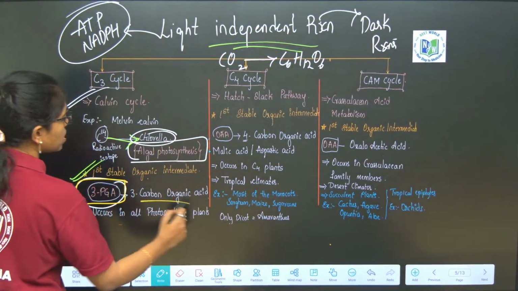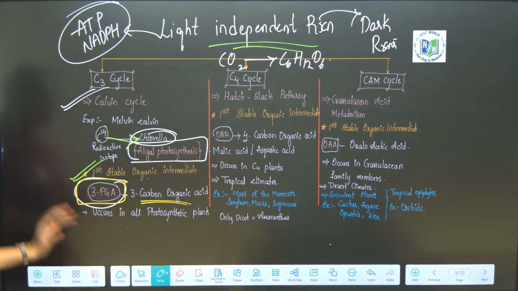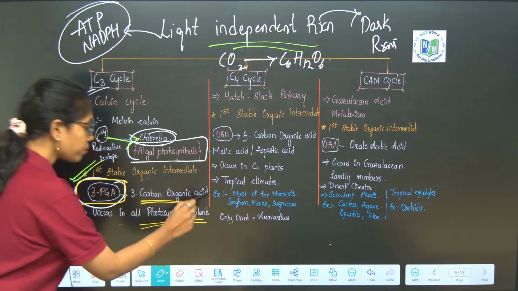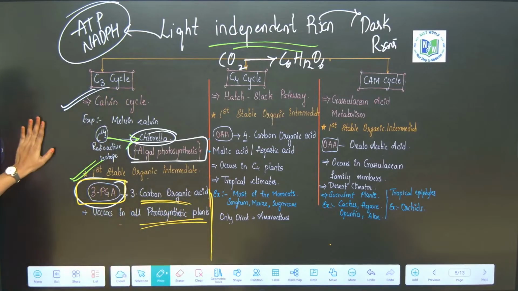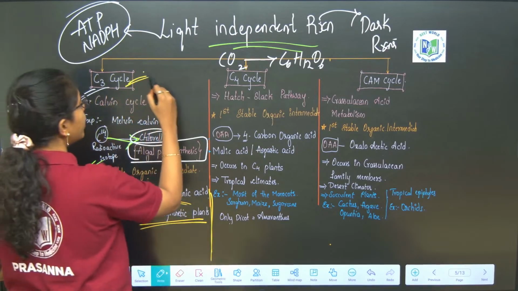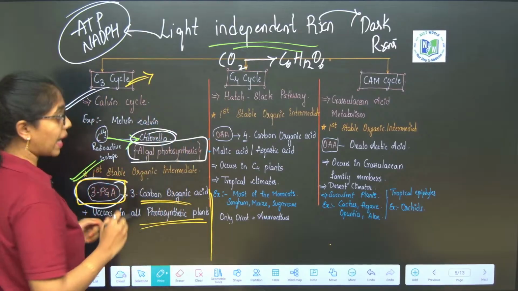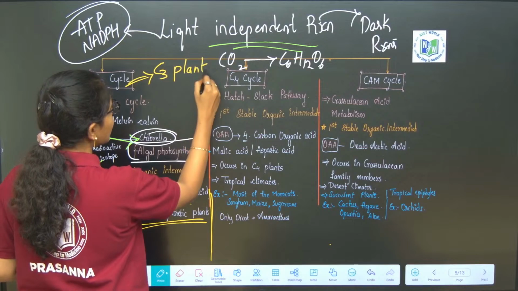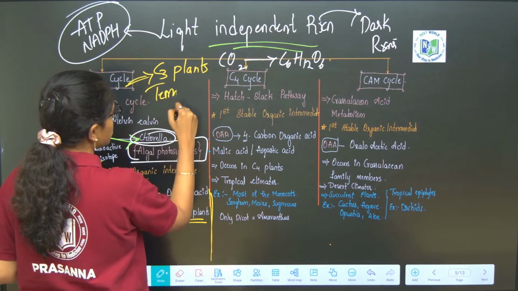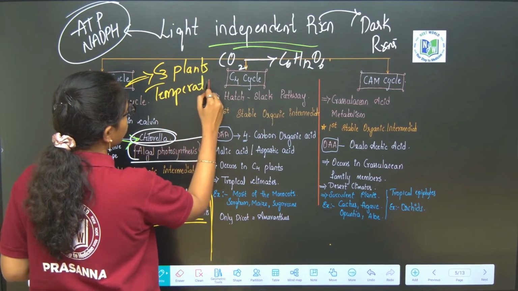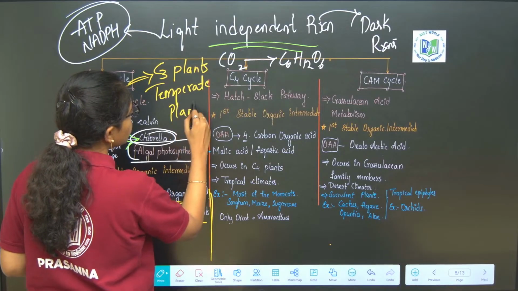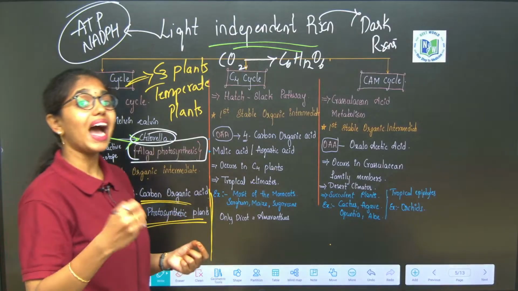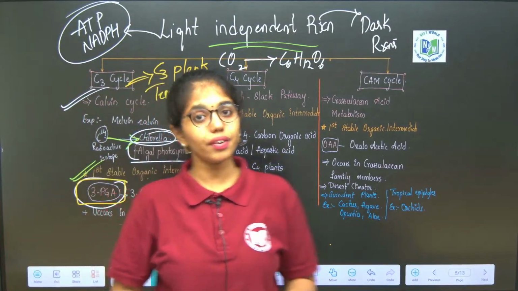3-phosphoglyceric acid, that is a 3-carbon organic acid. This occurs in all the photosynthetic plants. Clear? So the C3 cycle is operated in all the photosynthetic plants, specifically in C3 plants. C3 plants are temperate plants, do remember. C3 plants are temperate plants which grow in low temperatures. At low temperatures, there will be a high carbon dioxide to oxygen ratio.